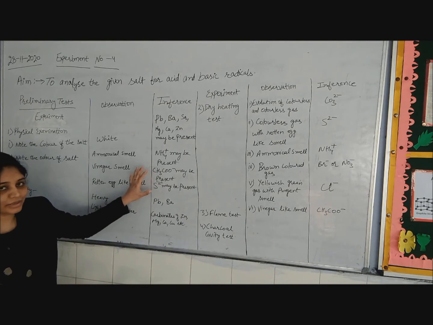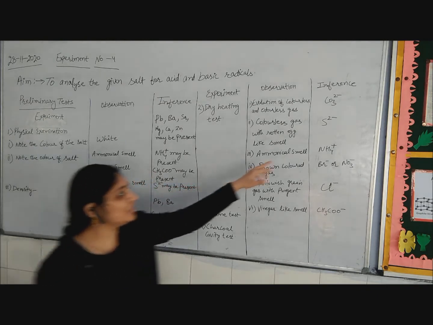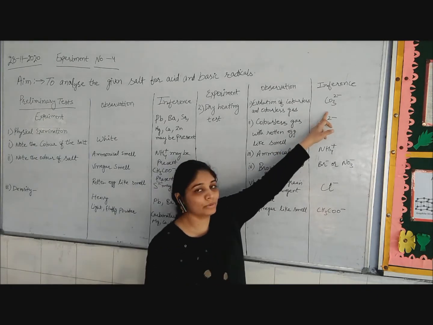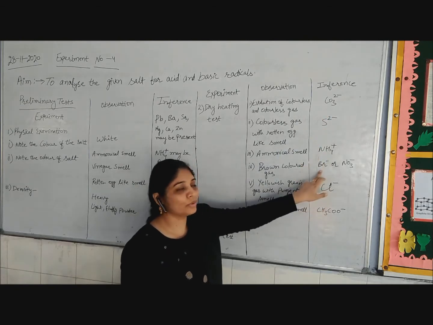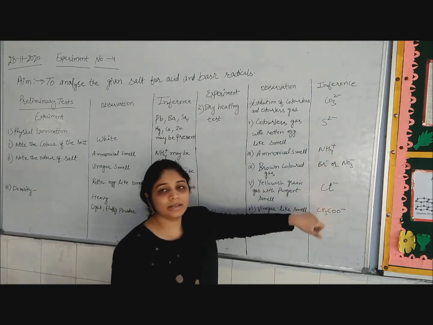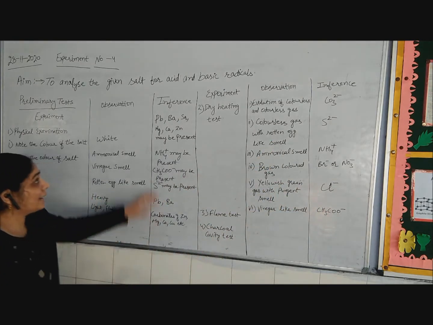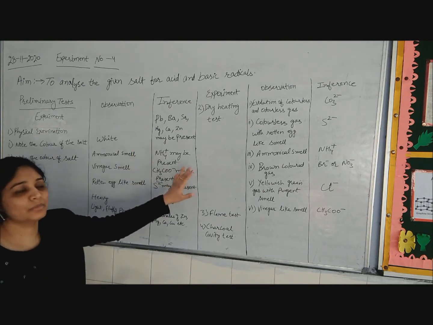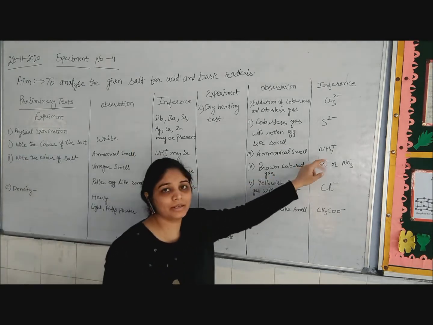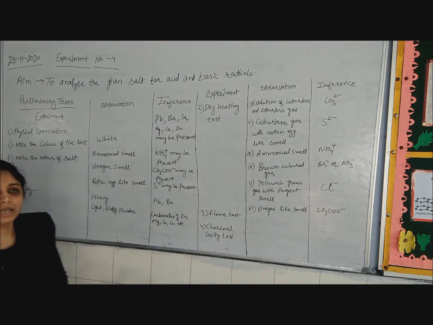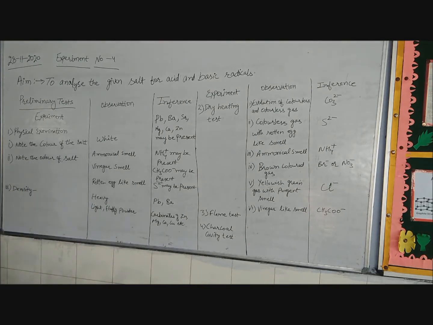What are the acidic radicals? Acidic radicals are those which carry a negative charge, like carbonate ion, sulfide ion, bromide ion, nitrate ion, chloride ion, acetate ion. These are the acidic radicals. And the basic radicals carry a positive charge, like ammonium ion, lead ion, calcium ion, zinc ion. It means they are basic radicals. We have to identify acid and basic radicals in the inorganic salt.